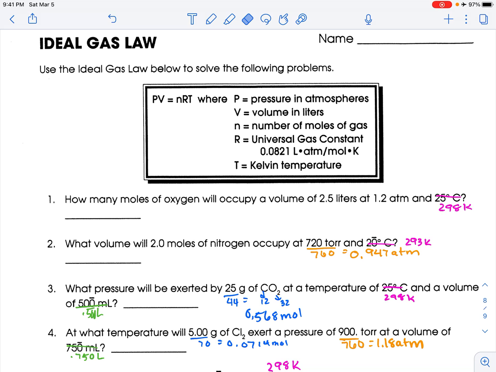So first of all, the formula is here. PV equals nRT, where P equals pressure. Now this says in atmospheres. We could have it in kilopascal as well, but the reason it tells us atmosphere here is because it uses this value for R. Remember, if you used kilopascal, you'd use the 8.31 value for R, but this sheet is using atmosphere, so that's good enough. V is volume in liters, n is number of moles of gas, R is that constant, which by the way is on Honors Reference Table A. T has to be in Kelvin because it's an absolute scale.